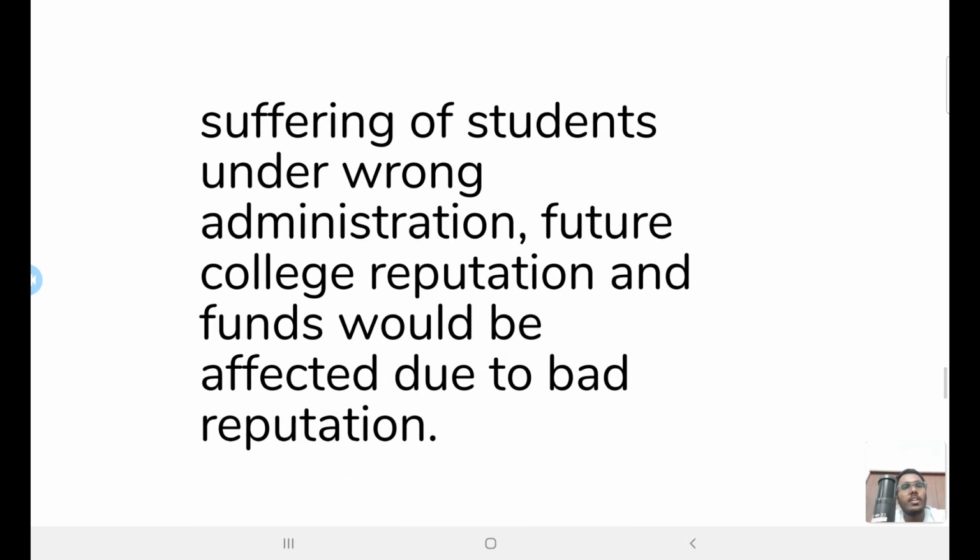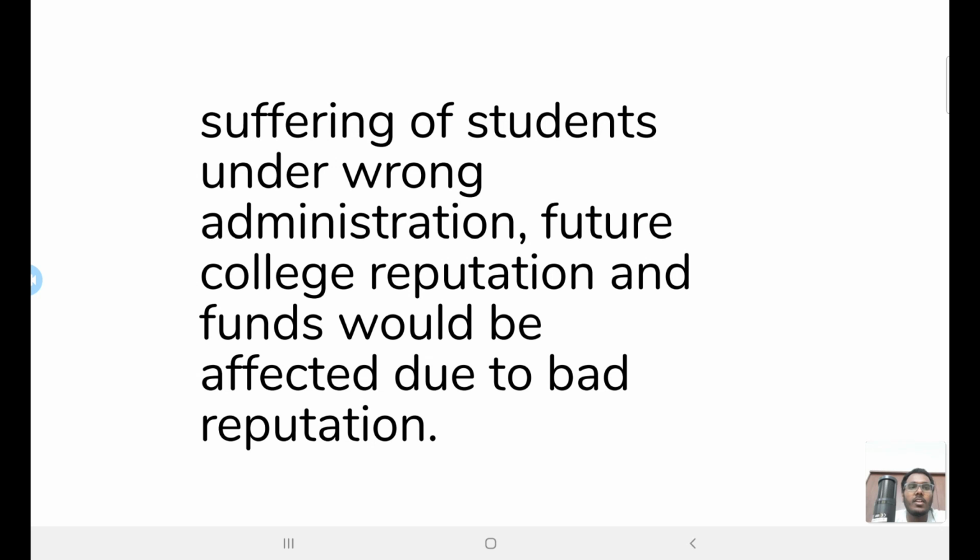And the students would also suffer under wrong administration. For example, if such kind of copying is allowed, such kind of college management would not care about students much, then college reputation would be affected. If they try to find a job, then they'll say that your college does not have a good reputation, many students copy. There's a lot of political influence, so students would suffer under this wrong administration.